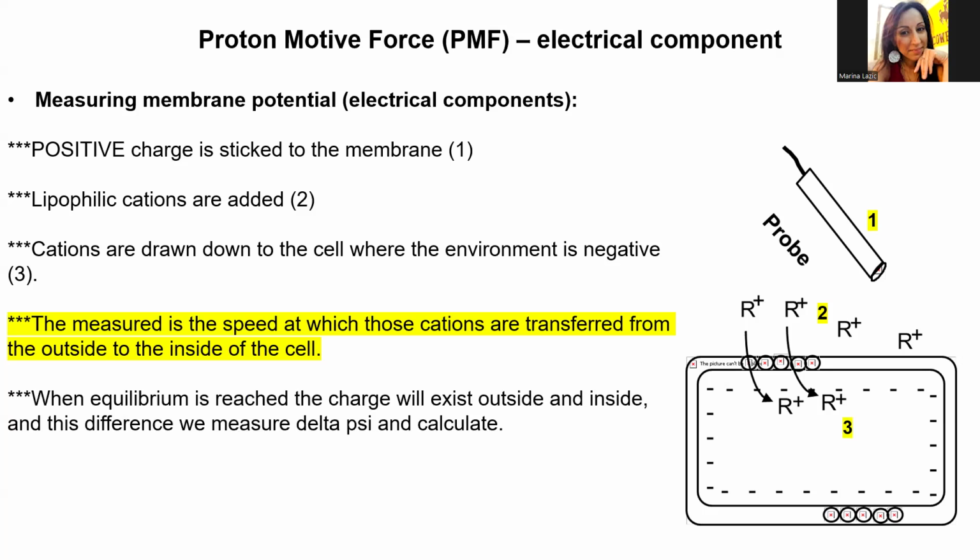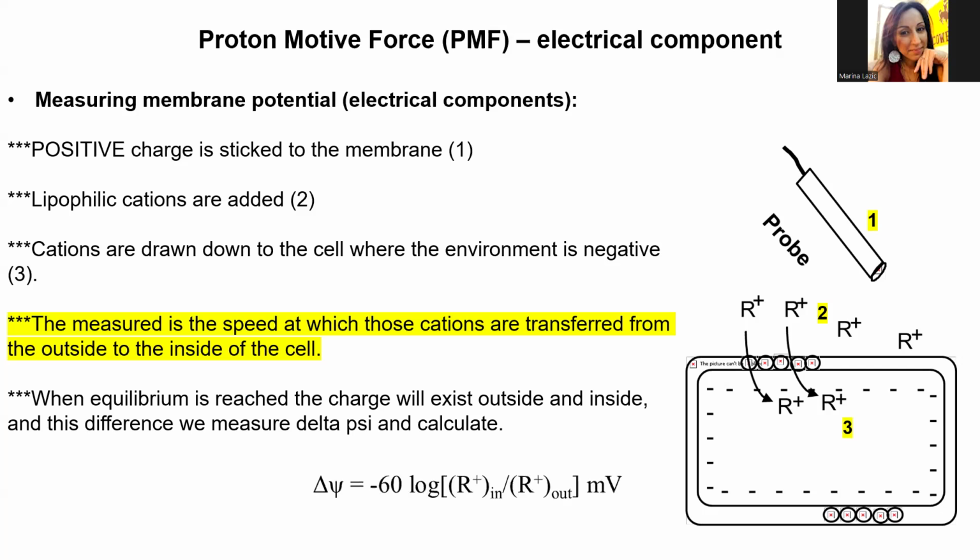When equilibrium is reached, that means that literally all the positive ions came inside and now it's equilibrium. When equilibrium is reached, the charge will exist outside and inside the membrane, and there will be a difference that you will measure as the membrane potential. So that's how we measure the electrical component. And again, please don't memorize this formula. This is just the way it's calculated if you are measuring.